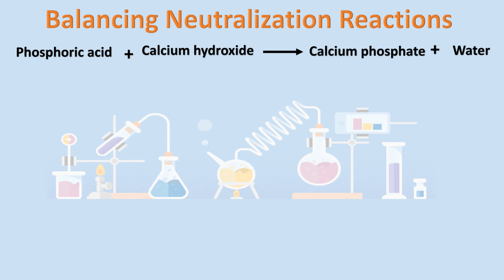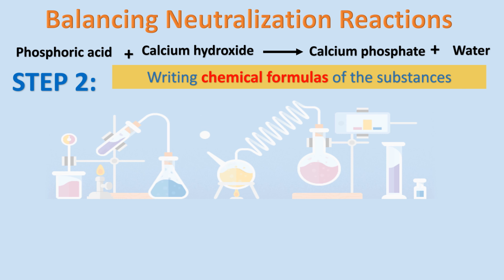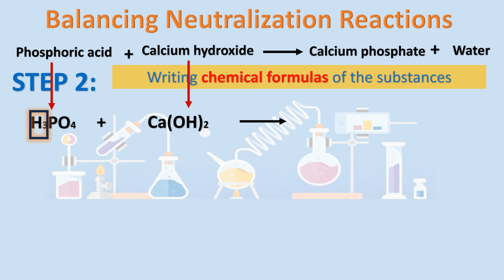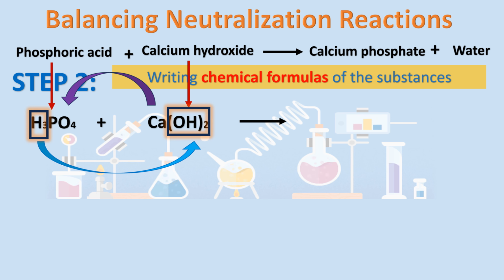Now, if you are already provided with the word equation and you need to balance it, in that case, you will start from step number 2. That is to write the chemical formula of each substance written in the word equation. The formula of phosphoric acid is H3PO4, and that of calcium hydroxide is Ca(OH)2. Hydrogen and hydroxide react to form water, while calcium of base and phosphate of acid react to form salt, calcium phosphate.